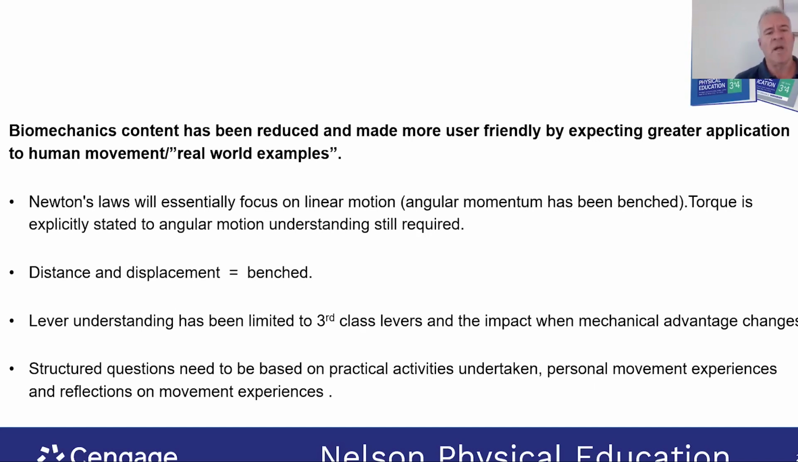In Unit 3, Area of Study 1, the lever understanding has been limited to third-class levers. We still need to talk about first and second-class levers, as we did in Unit 1, when we're talking about the musculoskeletal systems creating movement, but the lever understanding has been limited to third-class levers. The impact and the focus has changed to be around what happens when you change the force arm and the resistance arm, and what that does to mechanical advantage.